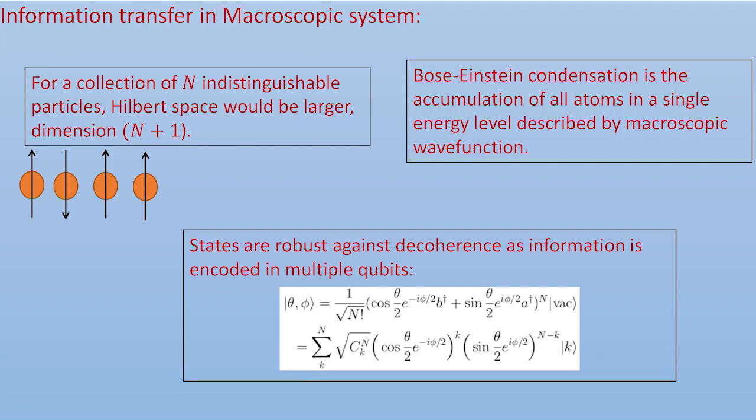Yeah. So now, the same question applies if we have multiple qubits. We have a collection of n such single qubits, and information is stored in all such qubits. How can we transfer the information?